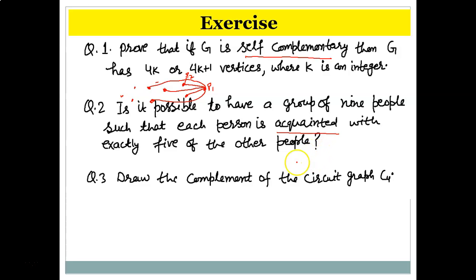If it is possible, then how is it possible? And if it is not, then you have to justify your answer. Draw the complement of the circuit graph C4. You know, the circuit graph C4 means it will consist of 4 edges. So this is the circuit graph. It will have 4 vertices and 4 edges. Now you have to find the complement of this. You have to draw the complement of this circuit graph.